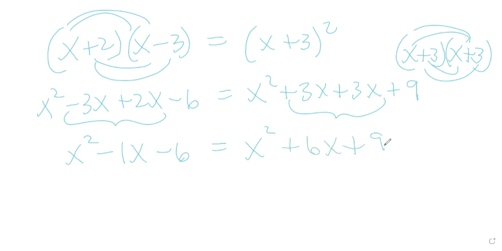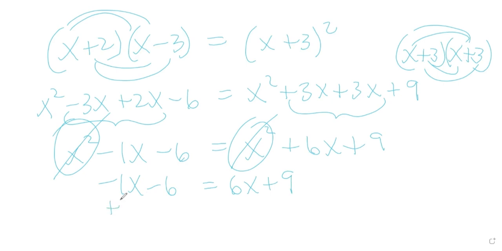Let's take a look at what's going on here. Do you see what cancels? Do you see what's on the left that's also on the right, and they just knock each other out if you subtract them? The x squares completely knock each other out. They're gone. So we're left with minus 1x minus 6 equals positive 6x plus 9.